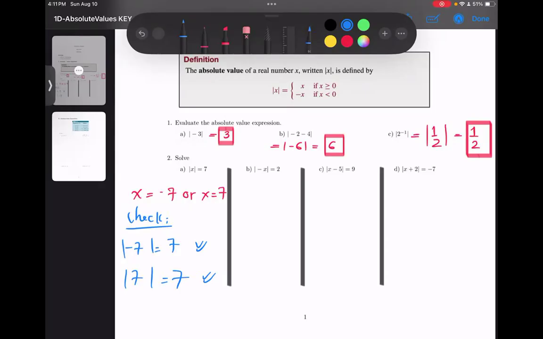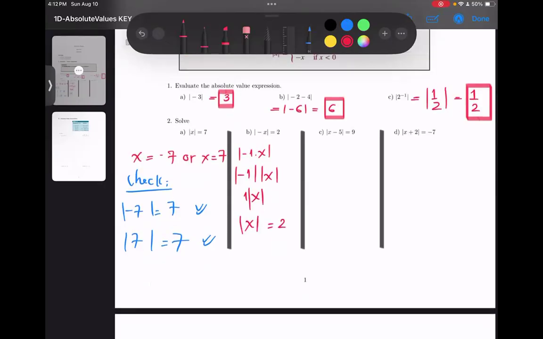Part B, the absolute value of -x equals 2. On the left-hand side, I can write this as -1 times x. The absolute value of -1 times x can be split apart as the absolute value of -1 times the absolute value of x. The absolute value of -1 is 1, and we don't write the 1 there. We just put the absolute value of x. So the absolute value of -x is the absolute value of x, which is equal to 2. And now this equation means either x is -2 or x is 2.